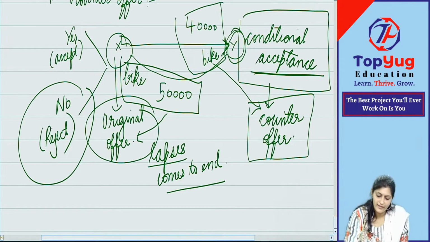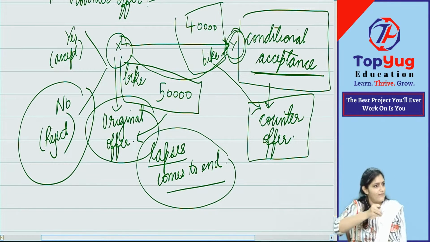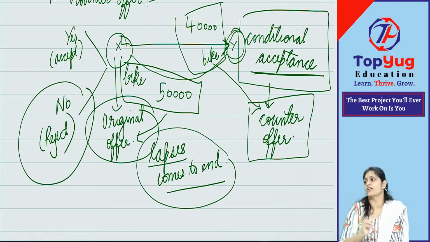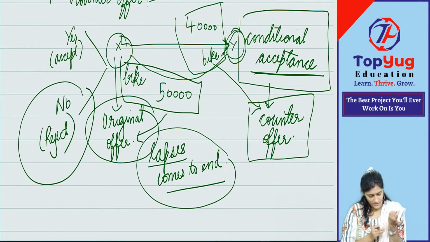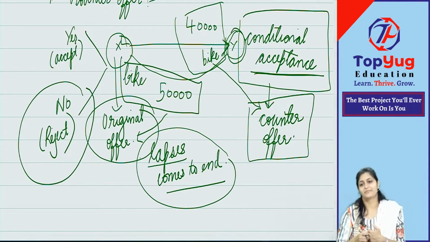The original offer is already gone, finished. No longer is it available. Once a counter offer is made, it is not available. Now maybe say what situation can happen here. Exactly. Maybe X got a new purchaser who is ready to give 55,000.